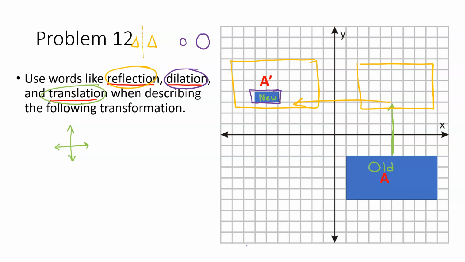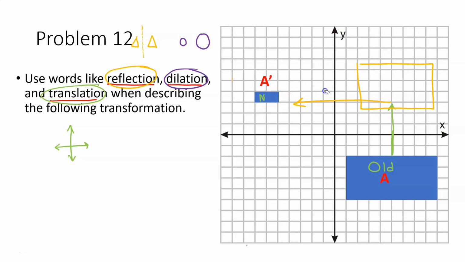So that's what you can say to describe. You can say, oh, they translated A up a couple units, they reflected it over the y-axis, and then they dilated it by a scale factor that reduced it. That would be how you would describe this transformation. Is that the only answer?